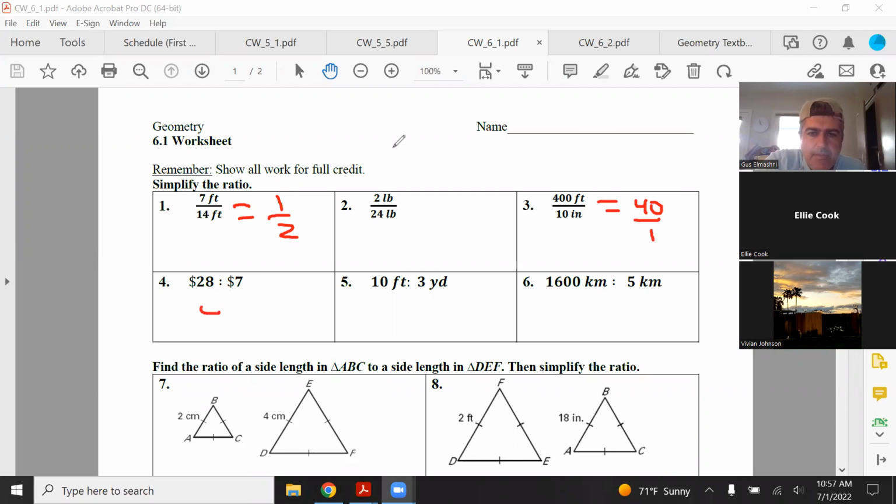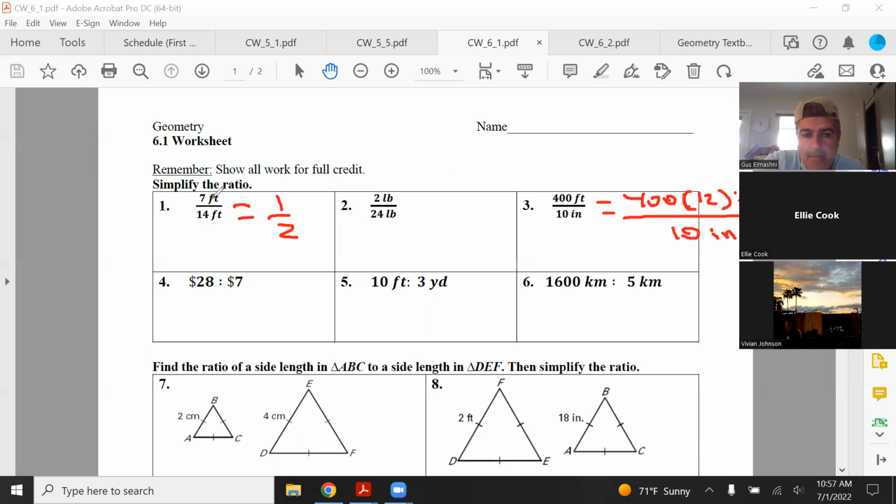Oops, sorry. Actually, that's a little tricky for number 3. Let me backtrack a little bit. That's a little tricky for number 3 because the units are different. So actually, I need to do this first. 400 times 12. You have to use the same units, because you want to be comparing apples to apples, not apples to oranges, right?